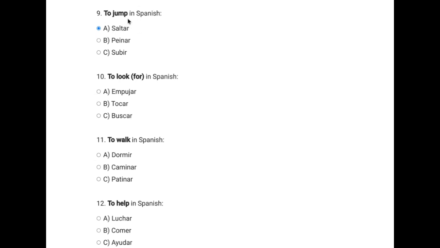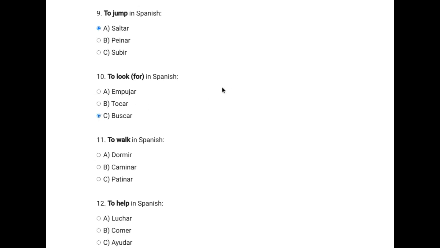Next, we have number 10. It says to look for in Spanish. We have empujar, tocar, and buscar. To look for in Spanish would be buscar. Letter C, buscar, to look for.